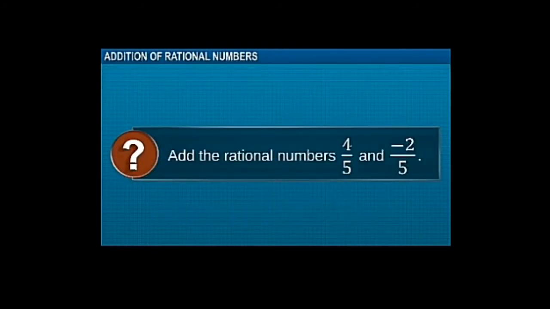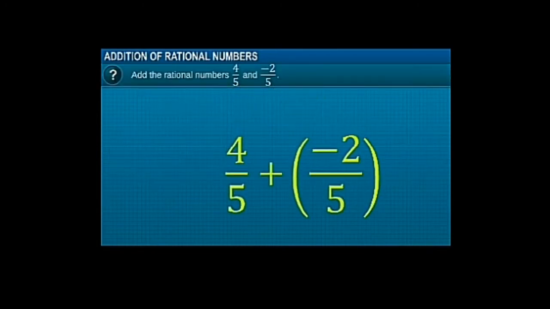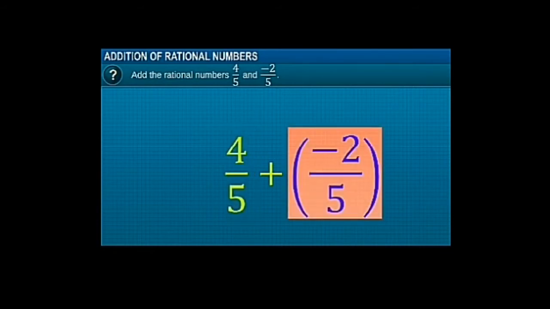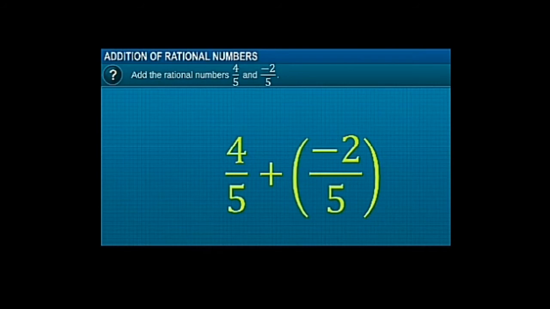Now let us take one more example. Add the rational numbers 4 by 5 and minus 2 by 5. So 4 by 5 is a positive rational number and minus 2 by 5 is a negative rational number. But both of them have the common denominator 5. As discussed in the previous example, the same thing applies for this sum also.